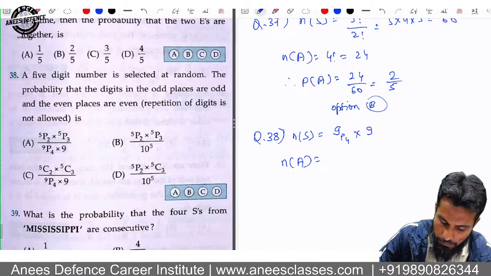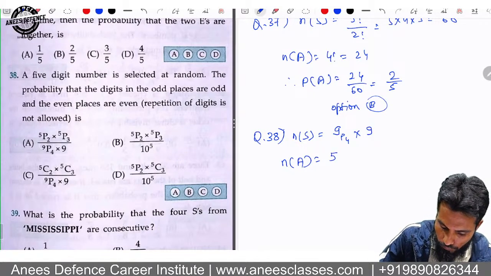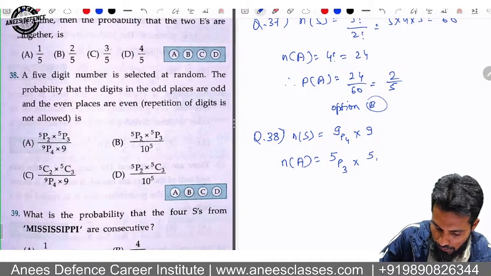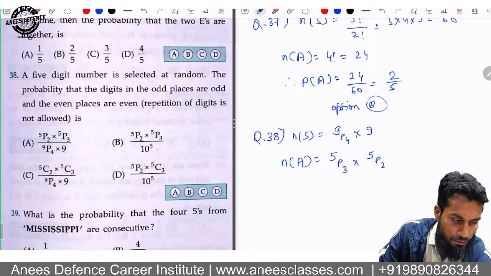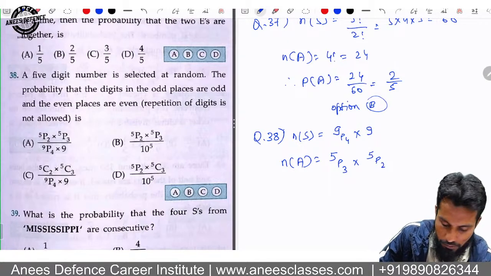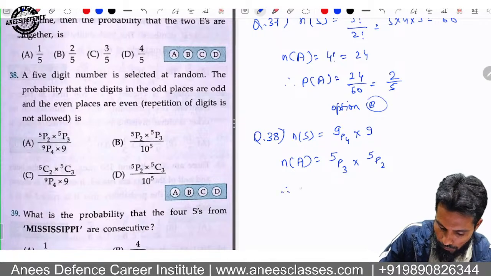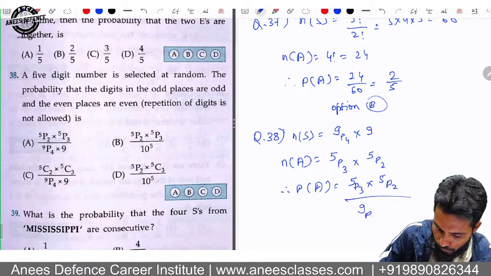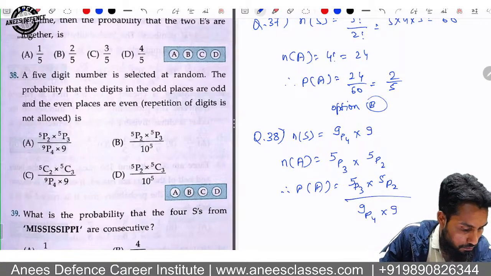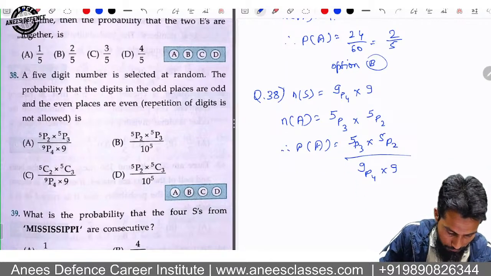5p3 multiplied with 5p2. Out of those 5 places, you have to take any 3 positions, and then again 5 places for even, you have to select any 2. 5p3 multiplied with 5p2, because you have to make only a 5-digit number. Therefore, probability equals n of A, that is 5p3 multiplied with 5p2, all divided by 9p4 multiplied with 9. So you can take this as option number A.